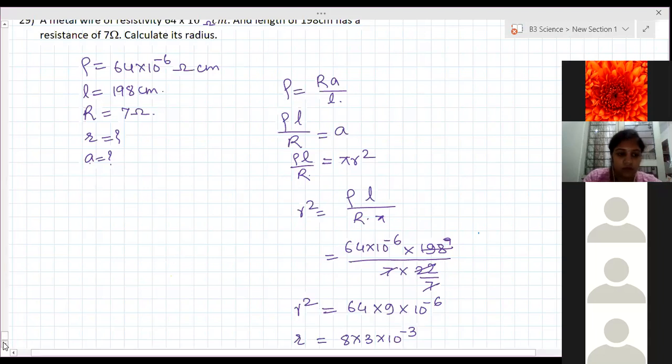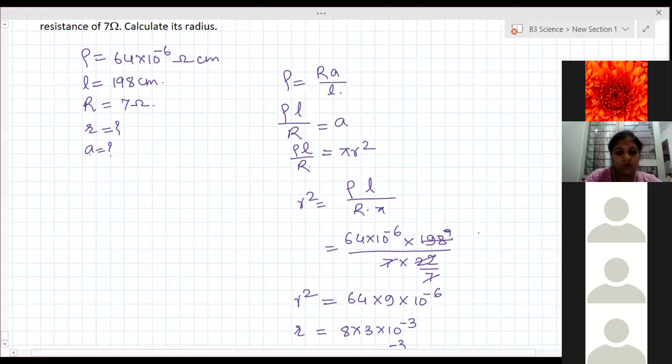Ma'am, for the 30th one, I got 50.9 ohm. Can I write approximately 51 ohm? No, you should get 4.25 into 12. Directly you will get 51. Okay, 4.25 into 12 is 51.